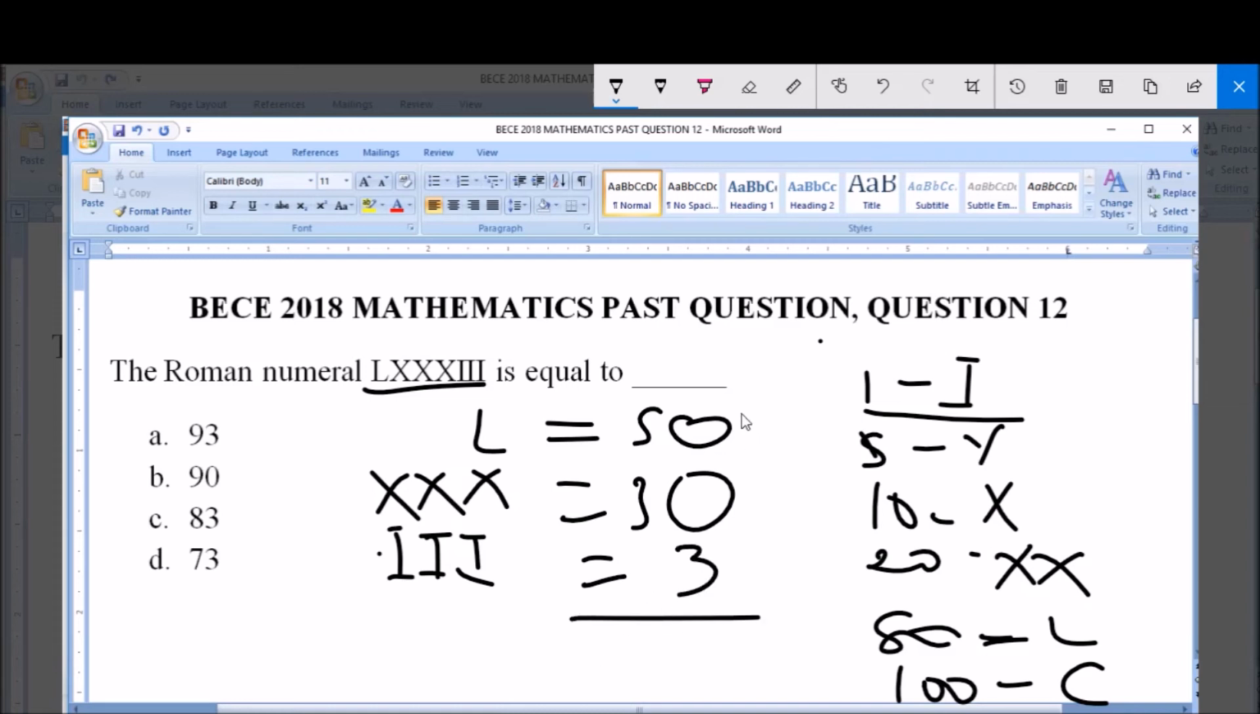What will it give us? 0 plus 0 plus 3 will give us 3, and 5 plus 3 will give us 8. So therefore LXXXIII in Roman numeral is equal to 83. Now when we look at the options, A says 93, which is wrong, B says 90, which is wrong, and C says 83. 83 is the correct answer because it corresponds to our answer here, and D says 73, which is wrong. So the correct answer to this question is C, 83.